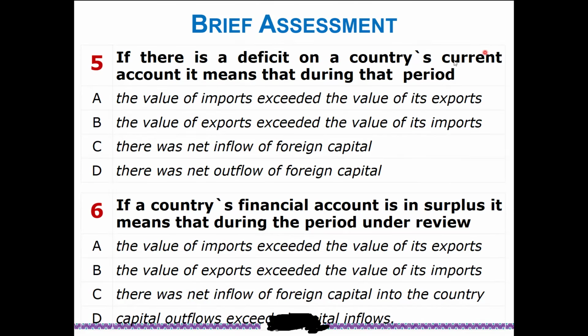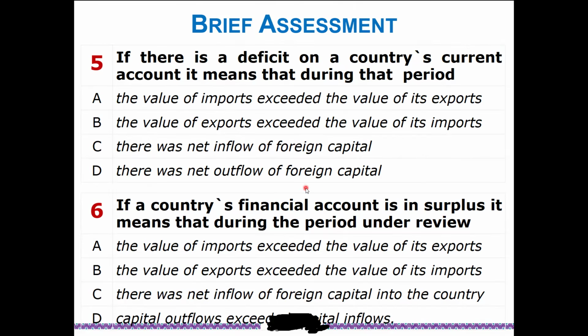So for the current account, you will not look at the answer which has foreign capital inflows. You're going to look at those answers which have imports and exports, right? So your correct answer is between A and B, right? Because it's the current account.